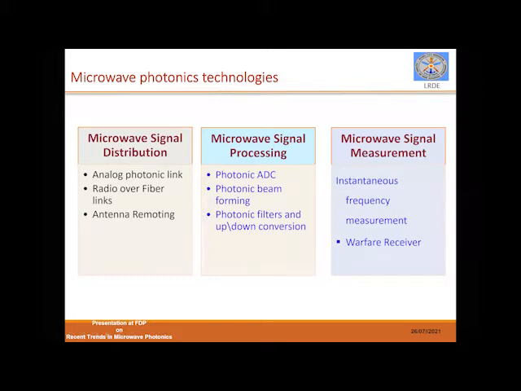Similarly, in the signal processing area, I told you that we can use it for RF to digital conversion, which in the available literature is named photonic ADCs and photonic beam forming. That is, as soon as you get a signal, we can convert to the photonics domain and form the beam. Similarly, photonic filters and up conversion, down conversion. Anyway, I will be explaining all these things. Another thing is microwave signal measurement, wherever we want to measure the frequency of a signal, or electronic warfare receivers, radar receivers. For all these things we can use microwave photonic technologies.